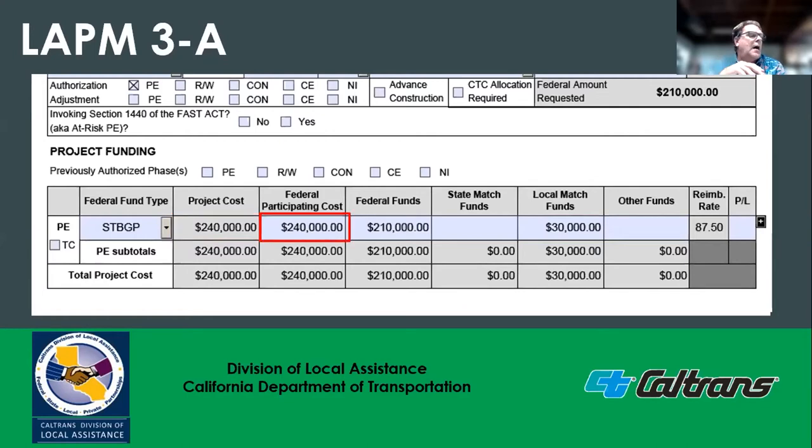Of the total cost, is the entire amount federally eligible? If not, the project sponsor needs to identify the non-participating amounts in the remarks section of this form. The reimbursement ratio is automatically calculated based on the federal amount divided by the federal participating costs.